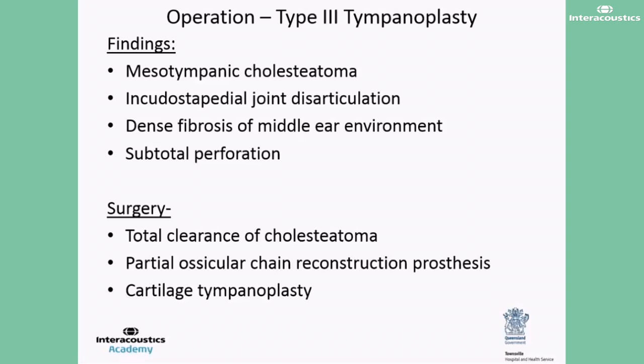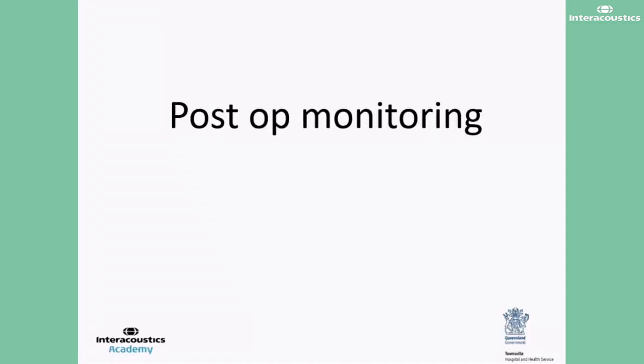So he underwent subsequent surgery and he had total clearance of cholesteatoma. He also had some reconstructive surgery with cartilage tympanoplasty and partial ossicular chain reconstruction and prosthesis insertion. This case demonstrates the diagnostic value of wideband absorbance in ears with tympanic membrane perforation. In addition to tympanograms that may show a B-type tympanogram, it's very valuable to assess the ears with wideband absorbance as it can give you additional information about the structures behind the eardrum.